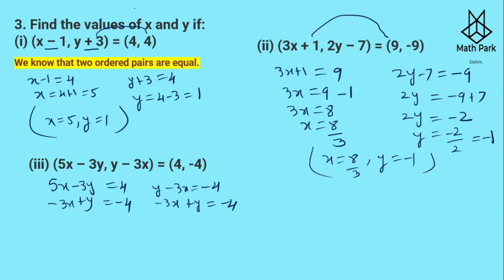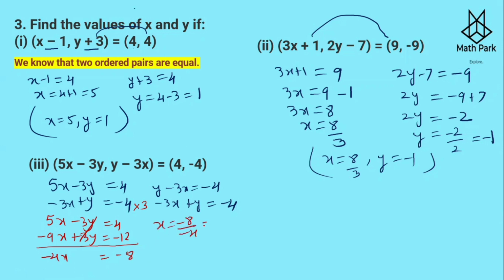So here, to make the y coefficient the same, we will be multiplying this equation by 3. We write the first equation as it is, 5x minus 3y is equal to 4, and 3 times minus 3 is minus 9x plus 3y is equal to minus 12. Here y gets eliminated, and you have 5 minus 9x is minus 4x is equal to 4 minus 12, which is minus 8. So this is how you get x is equal to minus 8 by minus 4, which is 2.